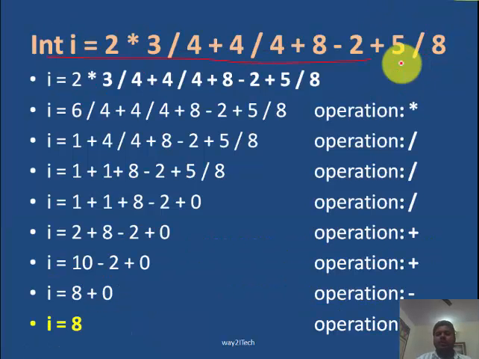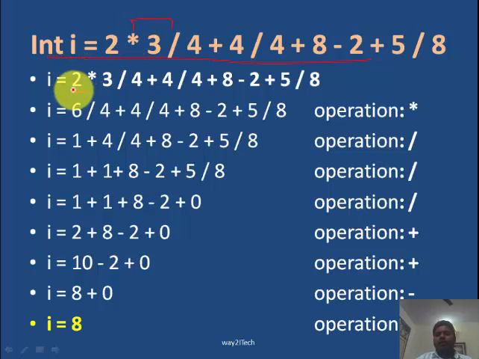We will see an example. The example is int I is equal to 2 into 3 by 4 plus 4 by 4 plus 8 minus 2 plus 5 divided by 8. First of all, we see that the priorities of multiplication and division are the same, so we will follow the left to right rule. Means we will solve multiplication first.